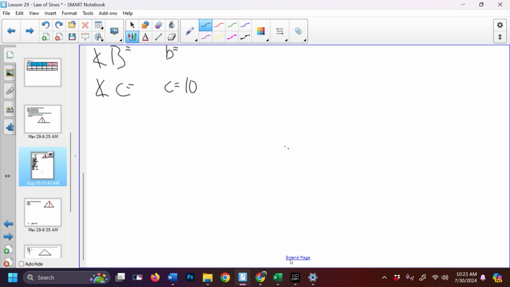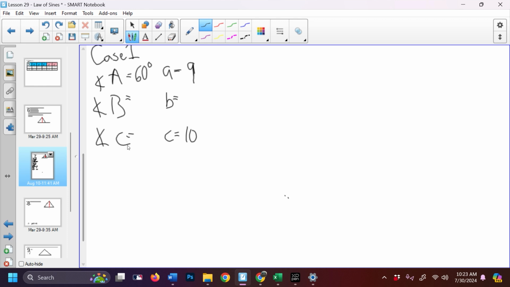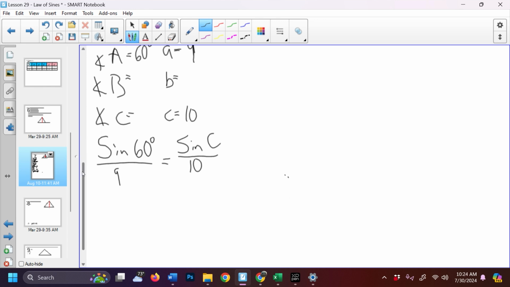The first thing that we're going to try and solve for is this value C right here. So we will set up that proportion involving the A's and the C's, and we'll say that the sine of 60 degrees over 9 is equal to the sine of C over 10. Now this is a little bit different than the last example, because in the last example the variable was one of the lengths of the sides, not an angle. But we will solve it in a similar method.